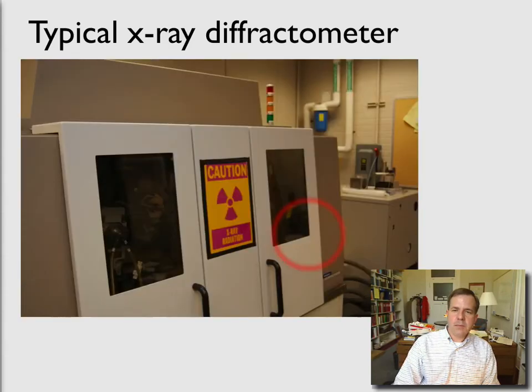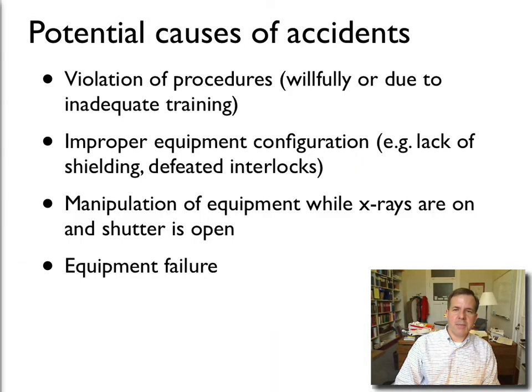This is a diffractometer in my lab. Again, you notice warning lights on this little stack over here. There's a light for the X-rays on and a light for when the shutters are open. There's a sign that warns you that radiation could be present. And again, these doors lock when the shutters are open, and if you force the doors open, the shutter will close automatically.